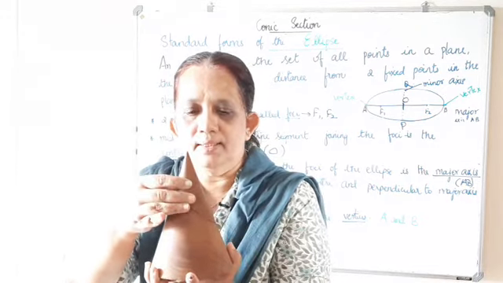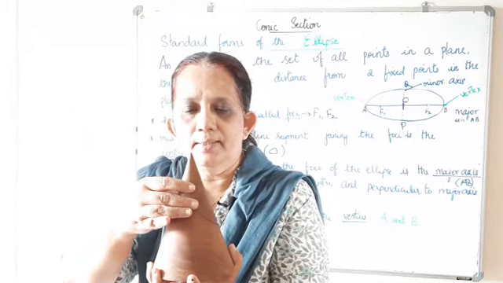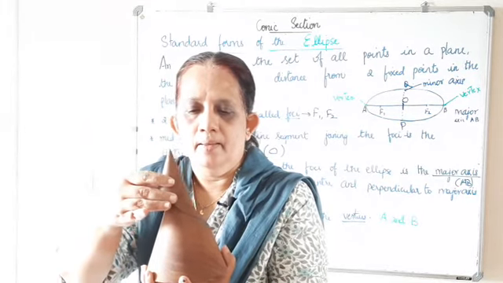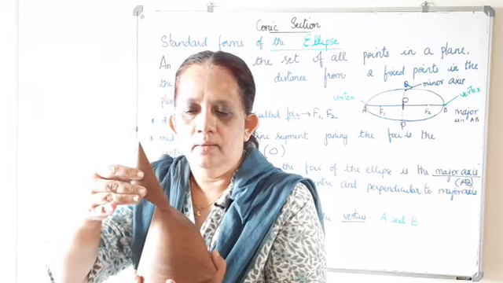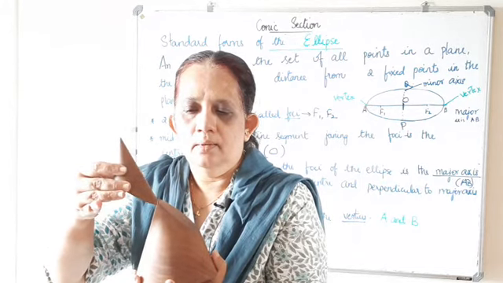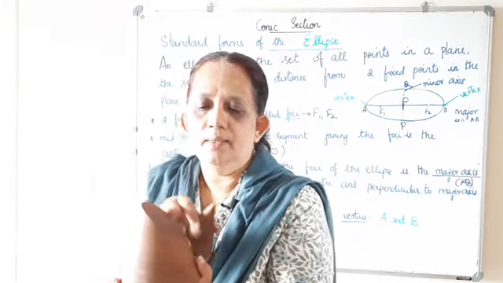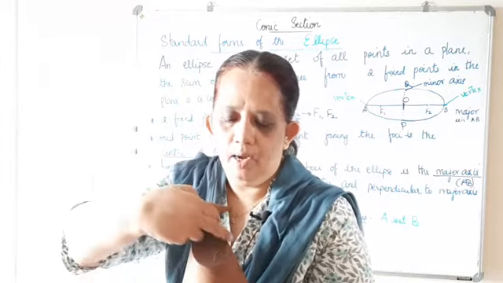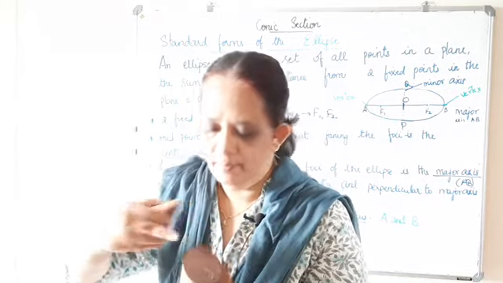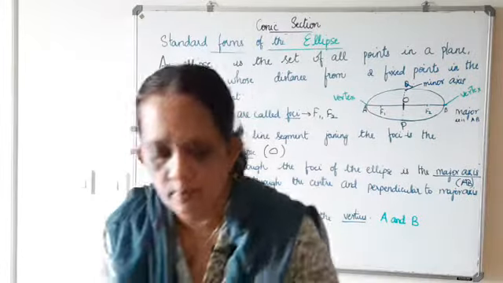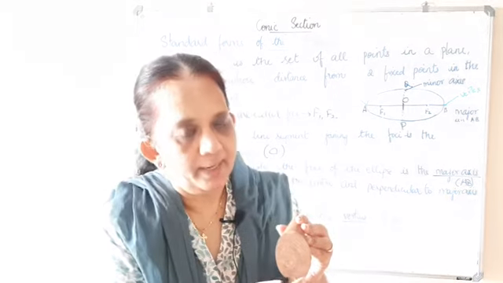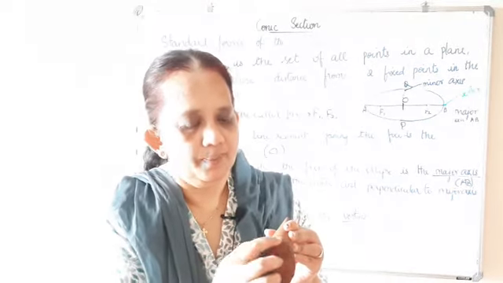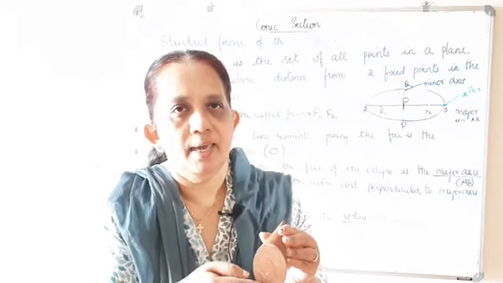So after slicing you can see that I get a section, what is called the ellipse. The outer rim is called the ellipse. Here also this is elliptical in shape. This is called the ellipse.